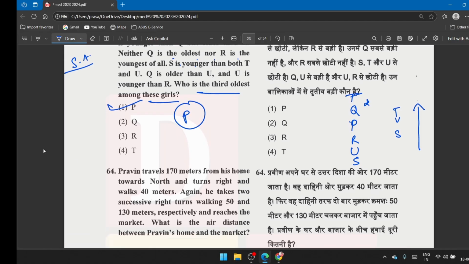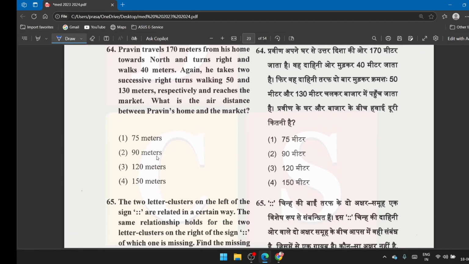Clear? Next. Praveen travels 170 meters from his home towards north, and turns right and walks 40 meters. For example, this is 170, this is 40. Don't go with the length of the line, just go with the numbers I have written. Again, it takes two successive turns, walking 50. So if this is 50, the rest is 120. This is 50. Again, this is 50.